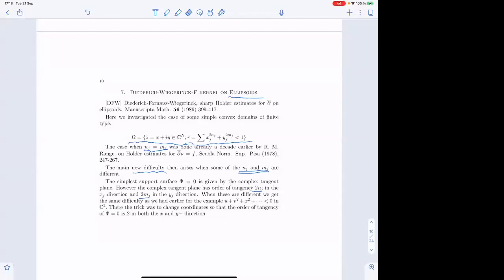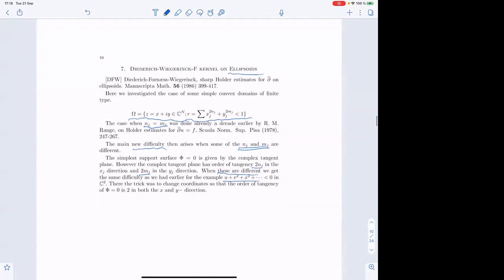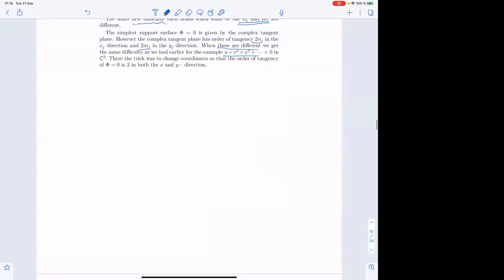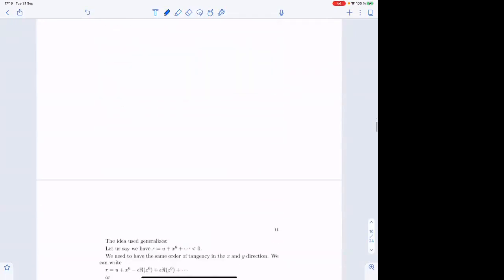So this looks a little bit similar to what I talked about as the key difficulty. When these are different, we get the same thing here. We had the case where in the x direction it was tangent to order 2, and in the y direction it was tangent to order infinite, in fact. So there the trick was to change coordinates so that it became order 2 in both the x and y direction. So one can try to do something similar for these ellipsoids.